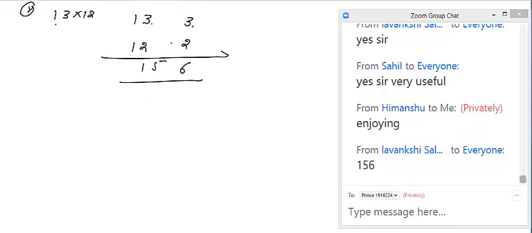Good, good, good. Now take another example. Students, take another example. Example number 9. 18 into 14. Hurry up, do it fast, quickly.